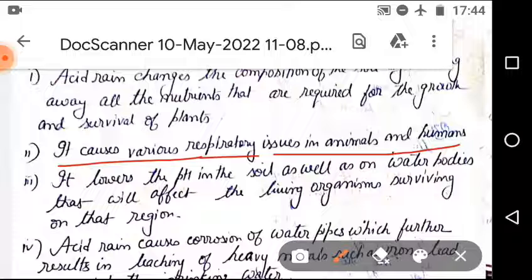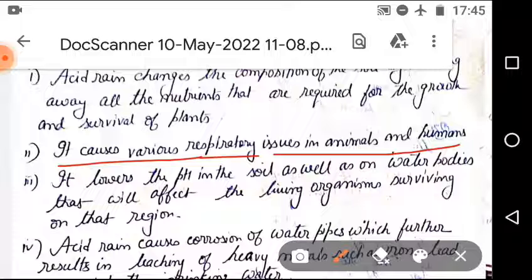Why? Because of the presence of acidic content in the rainwater. But too much acidic content is bad for your body. It will interfere with your respiratory system and cause various respiratory issues in animals and humans. It will also affect your digestive system, because that rainwater fills up the oceans, ponds, seas and rivers, and that water is indirectly drunk by us.